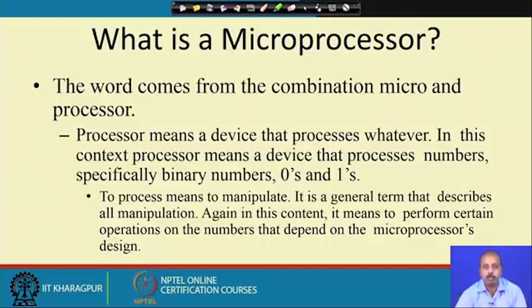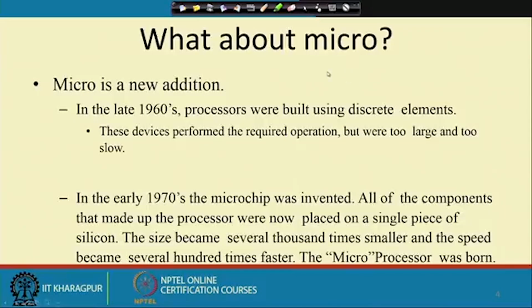Certain operations will be performed on the processor, and what operations we can do on these numbers is defined by the microprocessor design team. They have defined what operations you can do with the data in this microprocessor, and accordingly that microprocessor will be able to do those operations only. That is true for any other processor design too, not only microprocessors. Now, the processor part we understand in the term microprocessor, but what about the micro term?